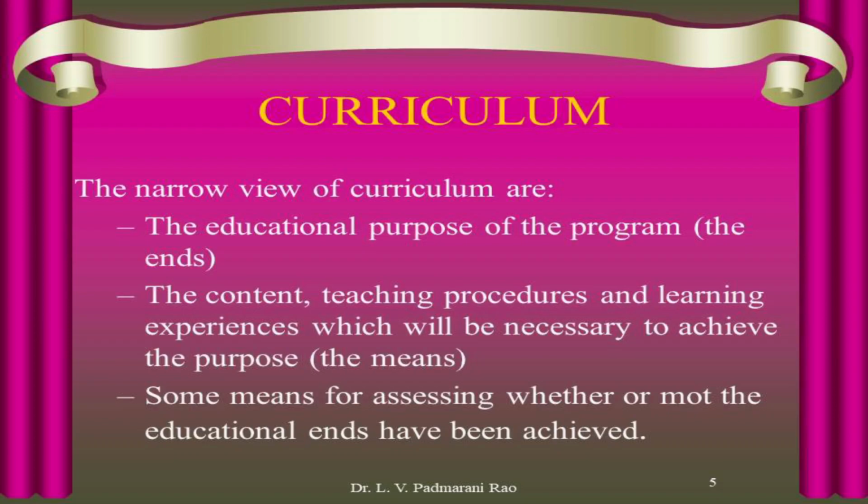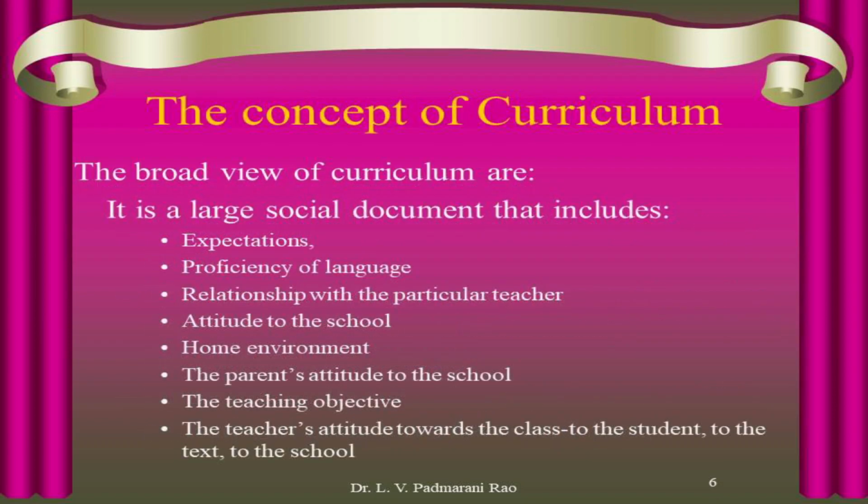The first part of the definition is the narrower definition of curriculum, and the last is the broadest view of the curriculum. The narrower view of curriculum includes the objectives and the content, while the second view includes methods along with the objectives and the content, while the broad view of curriculum includes the objectives, content, methods, and evaluation. Thus, we have a broader view of the curriculum and a narrower view of curriculum.